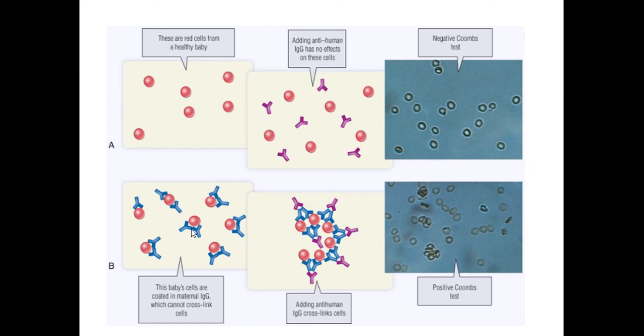But if the baby is sensitized with the antibodies against the Rh antigen, so the red blood cells of the baby are going to be sensitized. So when you add the Coombs reagent, which is anti-globulin reagent, antibodies against antibodies, you can see clumping is going to take place. And this is how you see the clumping here compared to the negative control, where there's no clumping. And so this is a positive direct Coombs test.